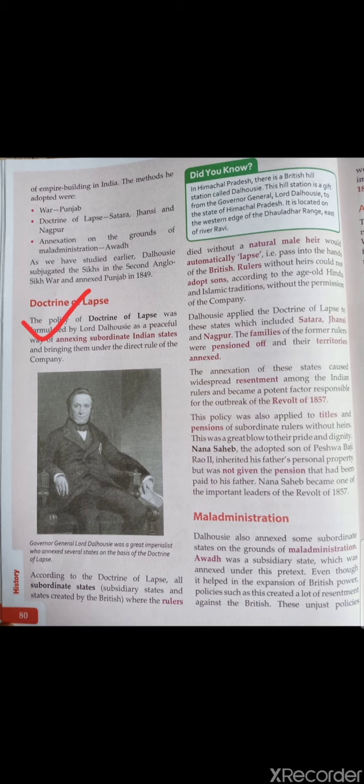Nana Sahib, the adopted son of Peshwa Baji Rao, was deprived of his post as well as allowance. The doctrine of lapse caused great resentment among the Indians. The imperialist policy of Lord Dalhousie is considered one of the reasons behind the Great Revolt of 1857.